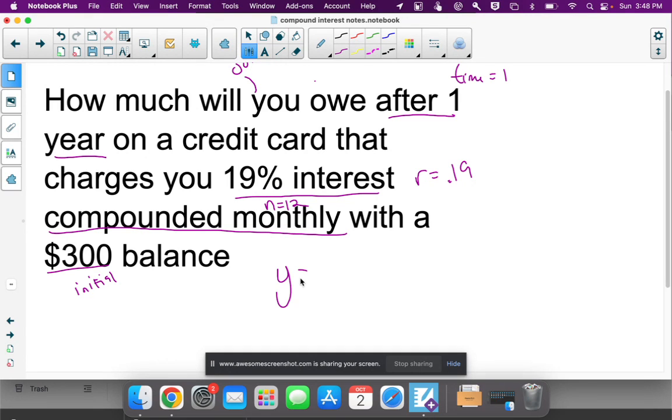So y equals our initial amount, 1 plus our rate as a decimal, 0.19 divided by 12. Okay, and then this is going to be 12 times 1, right? Because it's 1 year. I'm going to simplify my exponent. And again, you're going to put the whole thing in the calculator, making sure you hit your fraction button.